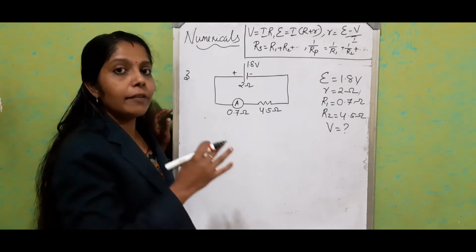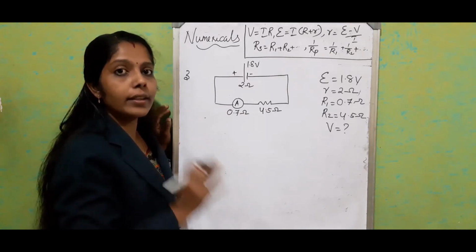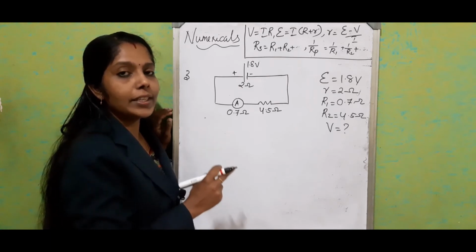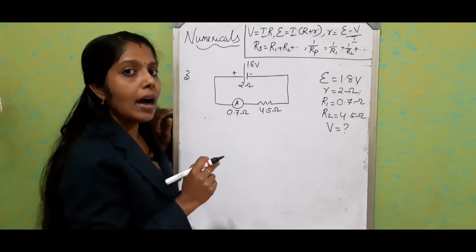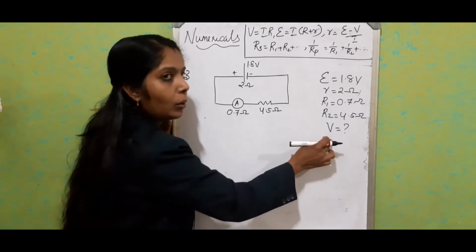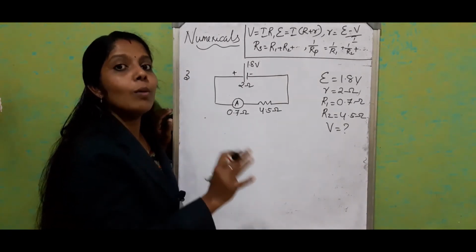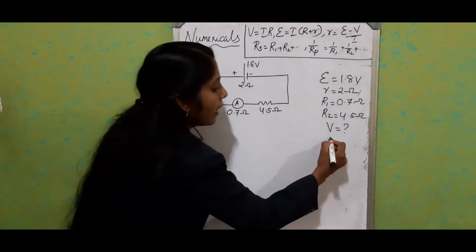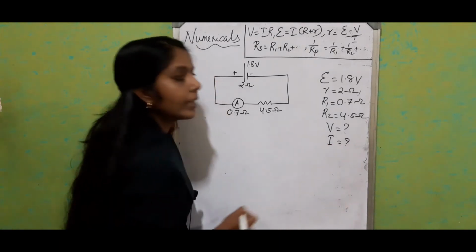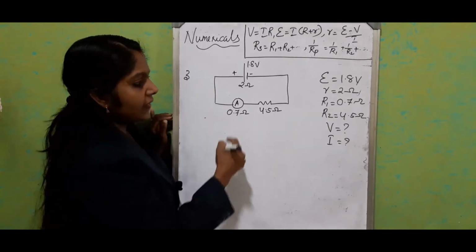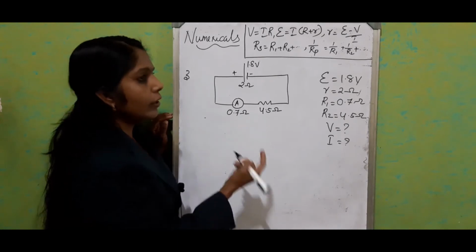But if you want to find out the current drawn in the cell, we have to use the equation epsilon is equal to I into R plus r. But terminal voltage means V is equal to IR. That simple Ohm's law we need to use. Then we have to find out the current drawn. Let's find out the total resistance or current drawn.